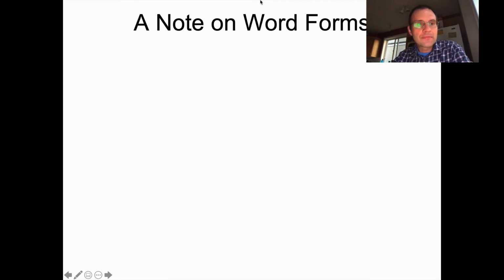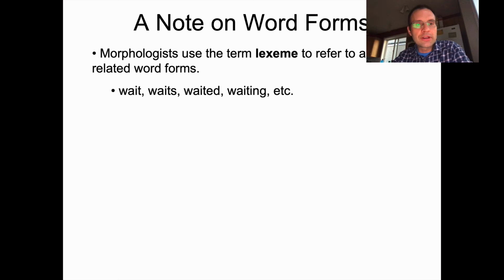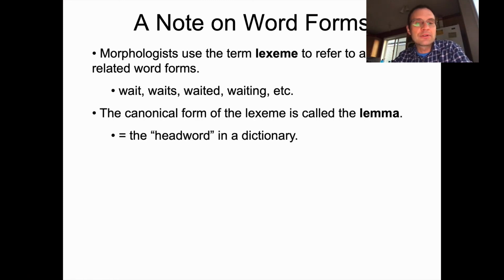Okay, I'll just give you a little note here for clarification and enrichment's sake. But there is a term called a lexeme, which refers to a group of related word forms. And I've got a variety of word forms here for the verb wait. So we kind of have the root here, wait, and then the third person form, waits, and then the past tense, waited, and also the progressive, waiting, so on and so forth. These are all different word forms of this particular verb created by attaching different inflectional affixes to that root.